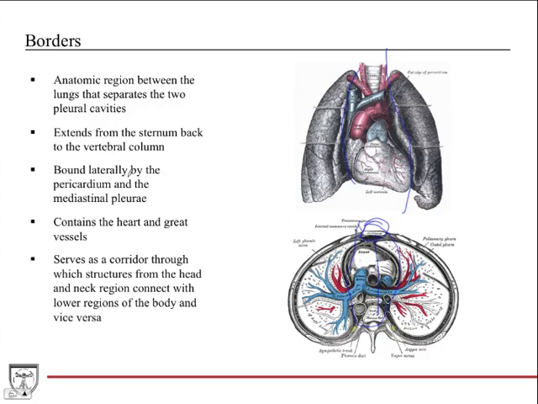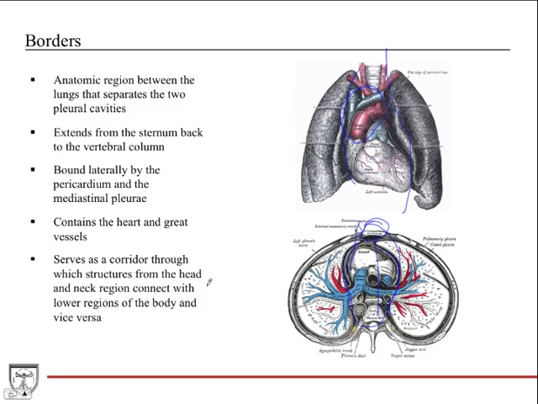And then it's bound laterally by the pericardium and the mediastinal pleura. The pericardium would be that fibrous sac that encloses the heart, and then there's also the mediastinal pleura, which is in here, around the lungs, as we've talked about. It contains the heart, as you can see here, and great vessels here, and it serves as a corridor through which structures from the head and neck region connect with lower regions of the body and vice versa.